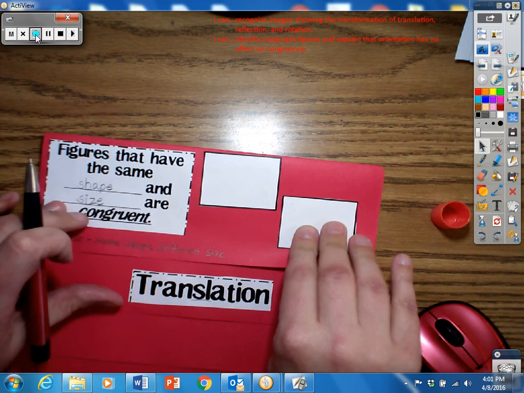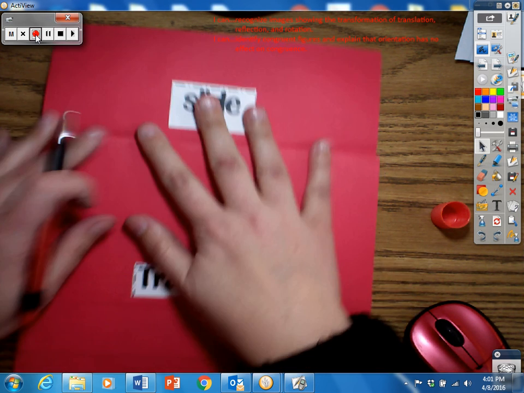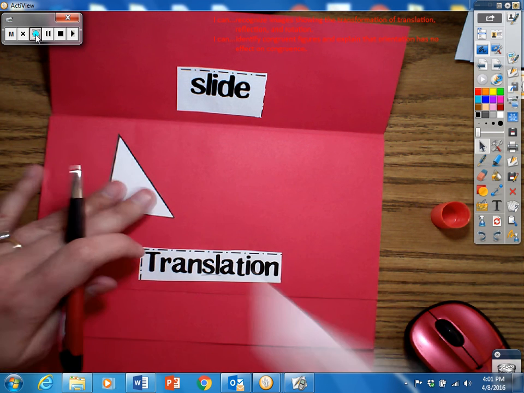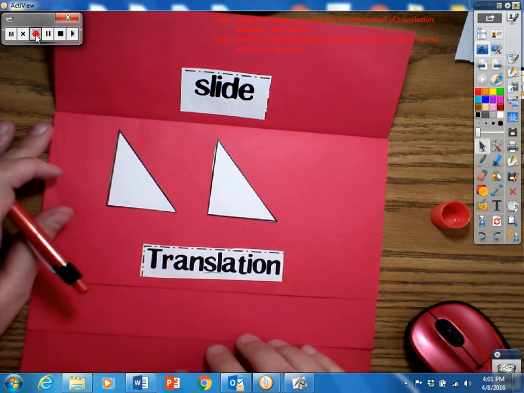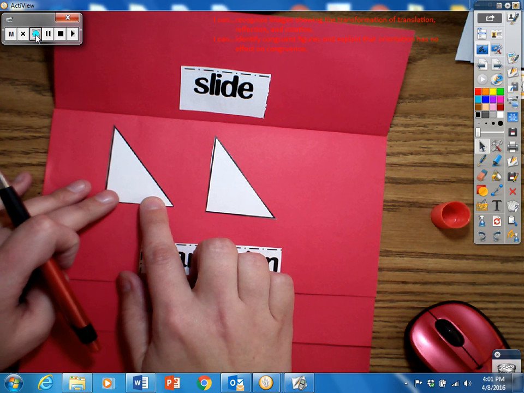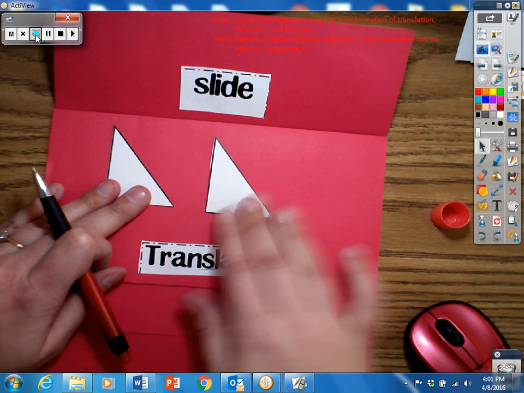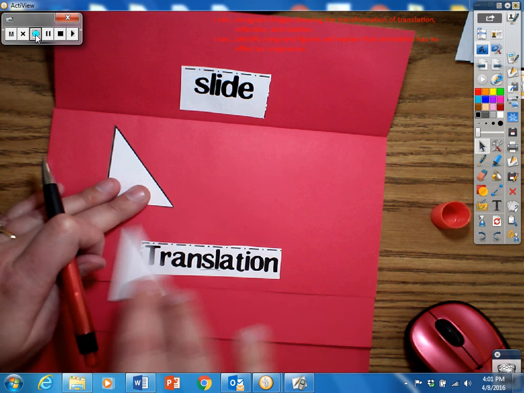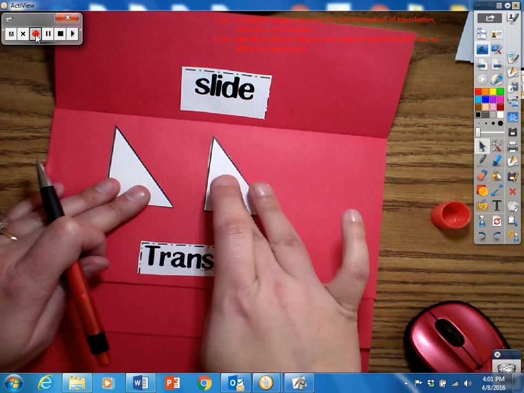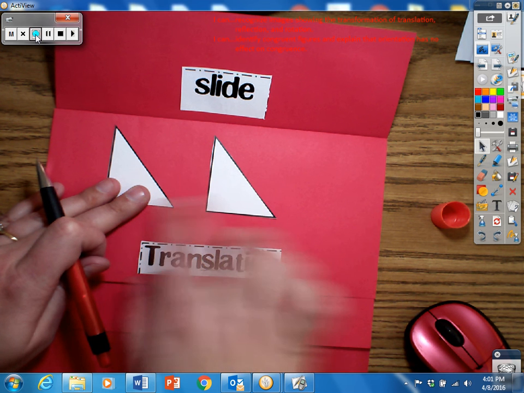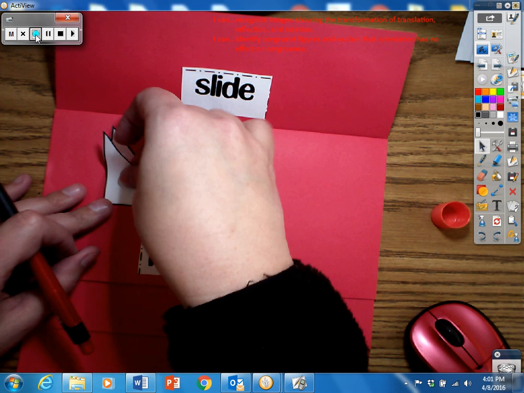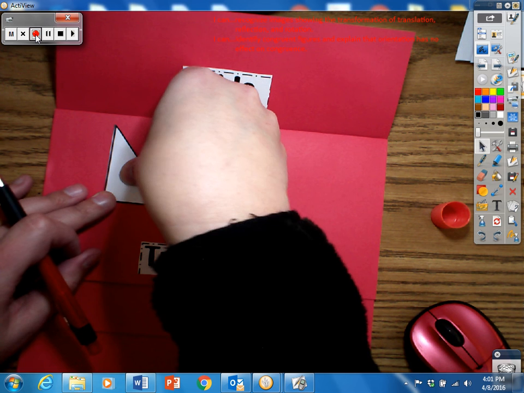So therefore, when we close it, we still see the word translation, and we open up and see the word slide. And with our translation, we are going to use the triangles. And we are going to show translation through modeling these two triangles. This is my original triangle. It is going to stay stationary. A slide is when I move my other figure in any direction, but I do not change orientation, meaning the triangles are still exactly in the same position. They look exactly the same.